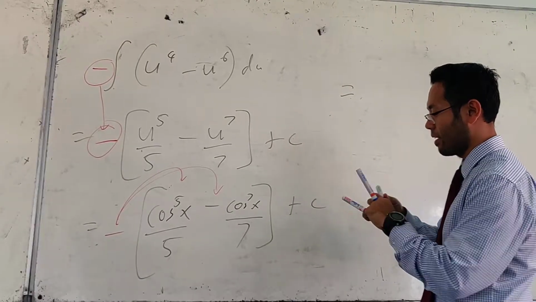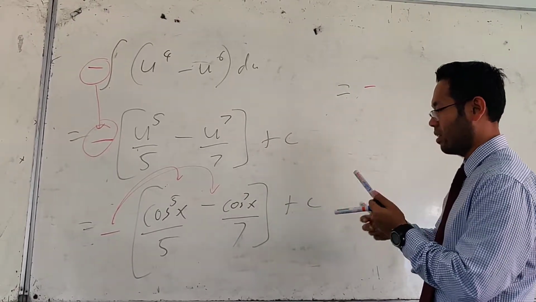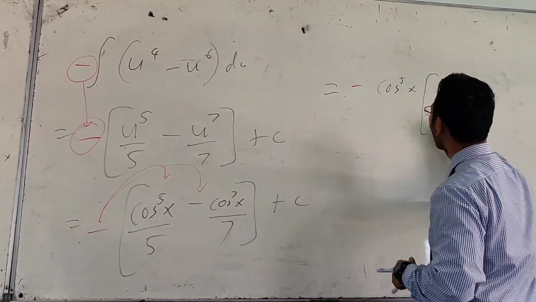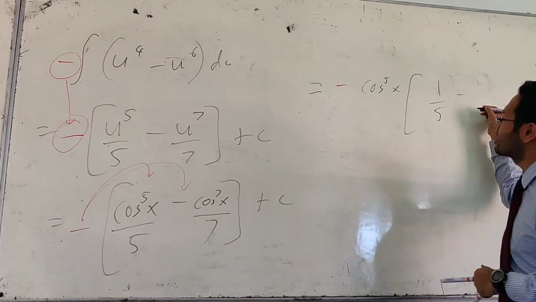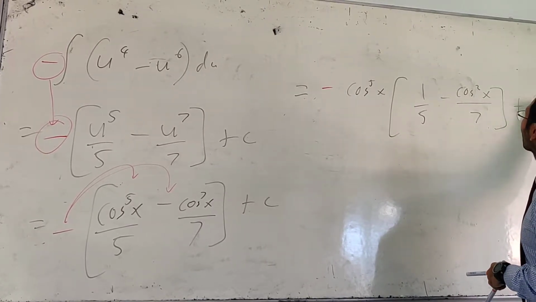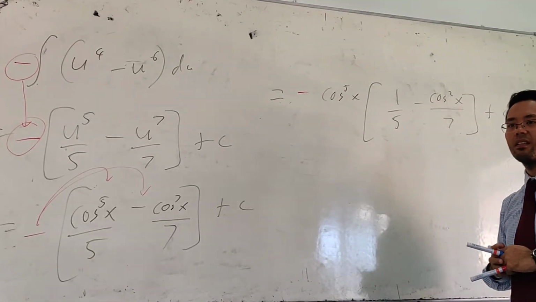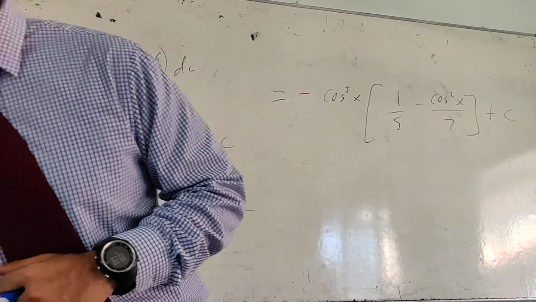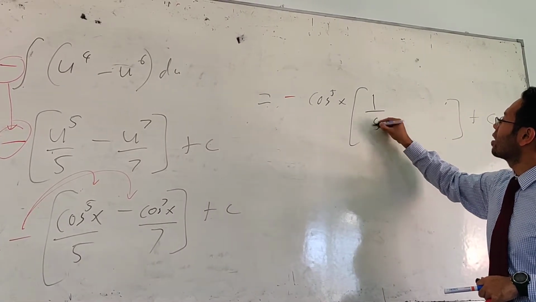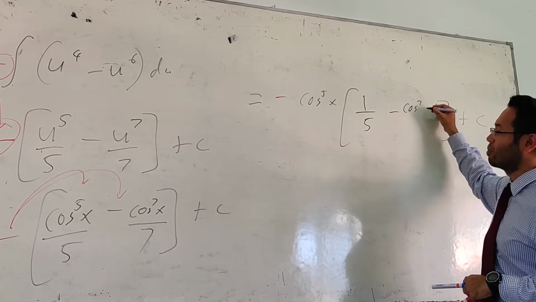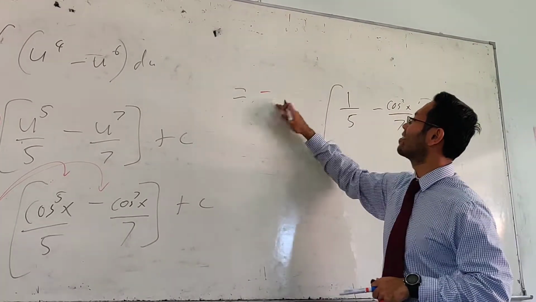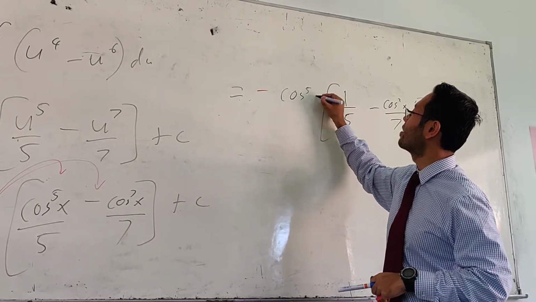But I think my black is running out of ink. I think I can factorize cos 5x. 1 minus 5 minus cos squared x. Yeah, thank you. Wow. Boss. That's what happened when your printer is out of ink.